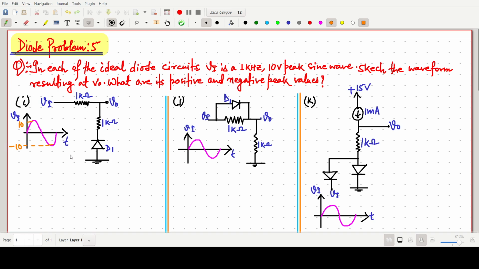First we have to go for this problem. In such problems we have to identify whether the diode is on or off. In such situations we first find the transition voltage. During the transition, we give Vi some voltage, and just think the current in the circuit is almost zero, and the diode just conducts.